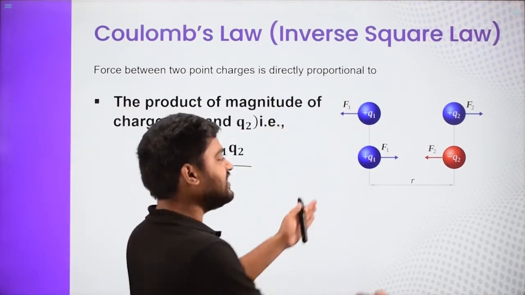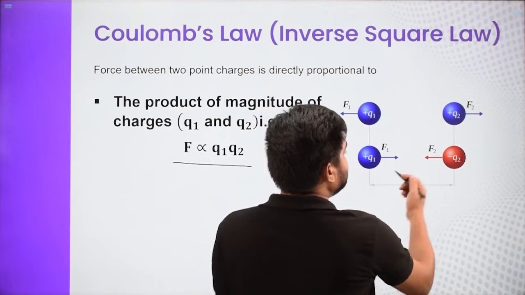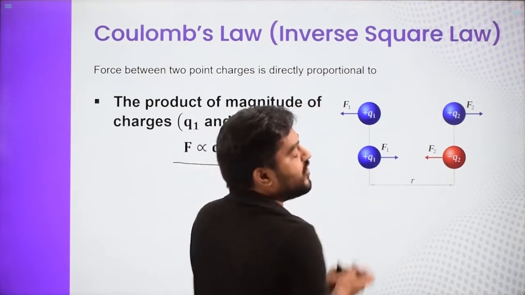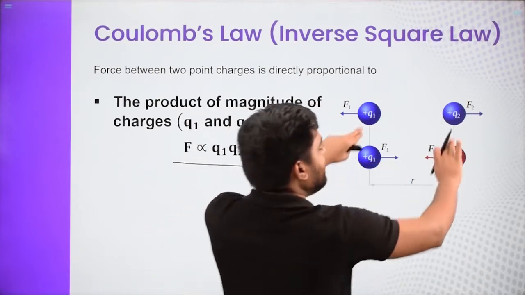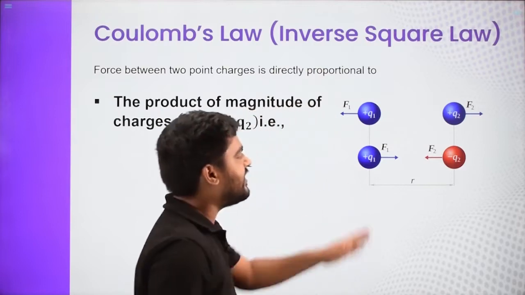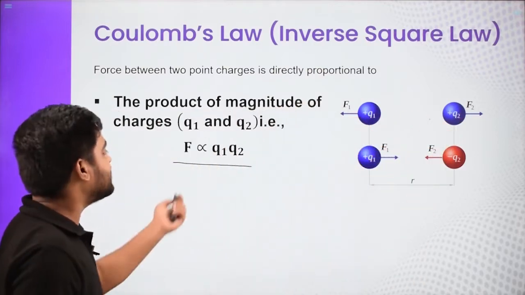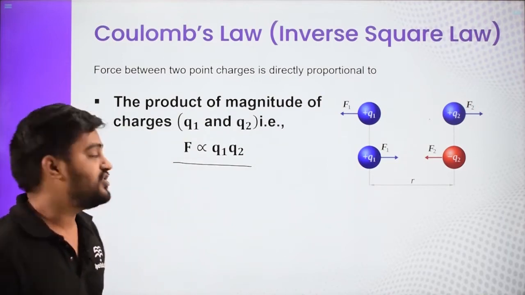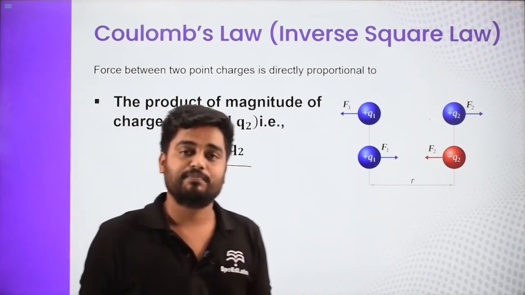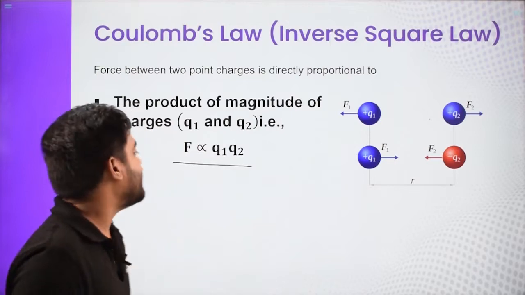If they are of opposite nature, then they will attract each other. If they are of the same nature, then they will repel each other. If both are negative, then also the forces will be repulsive. But we can say that these forces are going to be proportional to Q1 into Q2, that is, the product of the magnitudes of the charges.